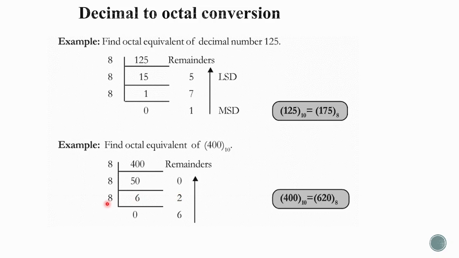Then again divide 6 by 8. We will get 0 as the answer and 6 as the remainder. So do this conversion until we get 0 over here, and record the remainders in the reverse order, that is 620. 400 to the base 10 is equal to 620 to the base 8. Don't forget to mention the base over here.